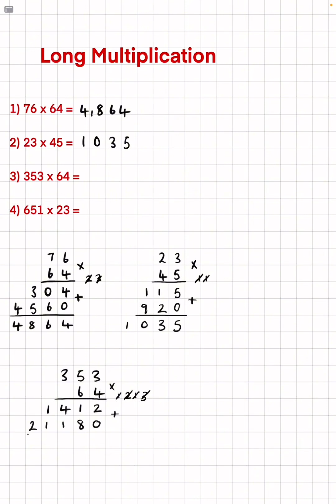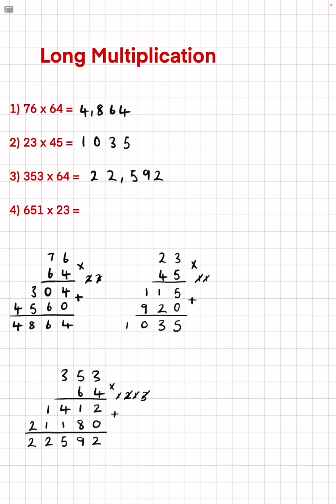To get our answer, we're going to add these two numbers together. 2 add 0 is 2. 1 add 8 is 9. 4 add 1 is 5. 1 add 1 is 2. And 0 add 2 is 2. So the answer is 22,592.